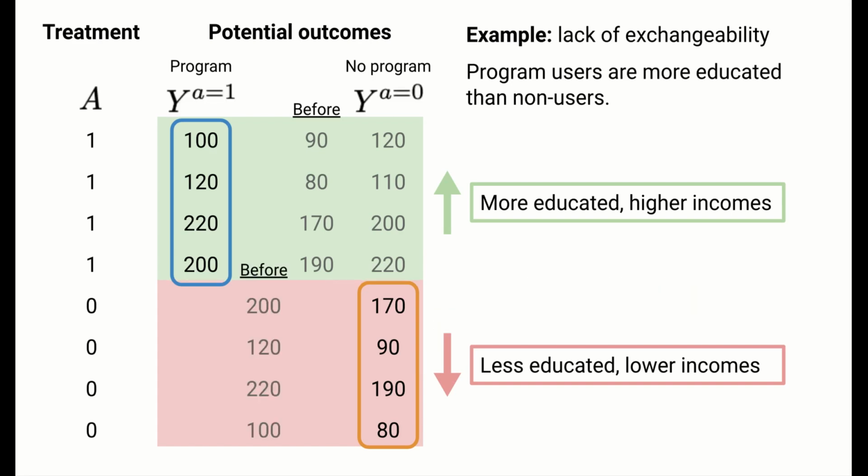Analogous ideas hold for the program non-users. When exchangeability held, the non-users' distribution of potential incomes under program use matched the observed income distribution in the program users. But in this example, these people generally have lower incomes due to lower education levels, so the distribution of these potential incomes takes on a lower set of values. Again, using the observed incomes to guess these missing potential outcomes is a bad idea because the observed incomes are higher than they should be due to higher education levels in the group doing the filling in.